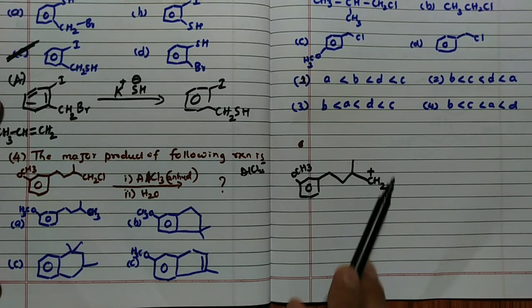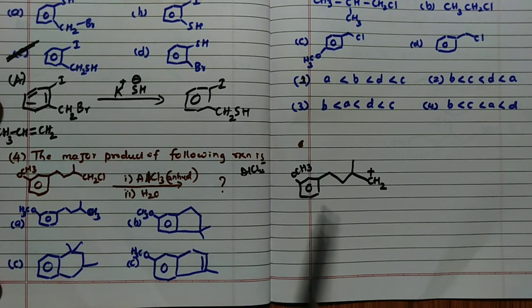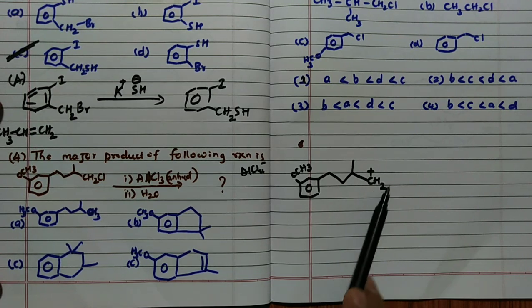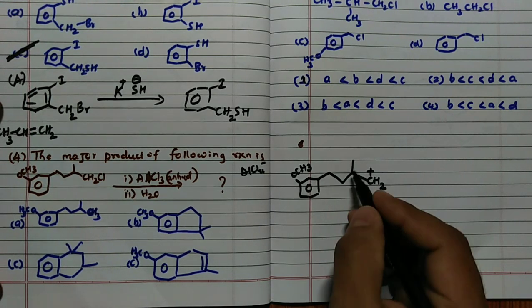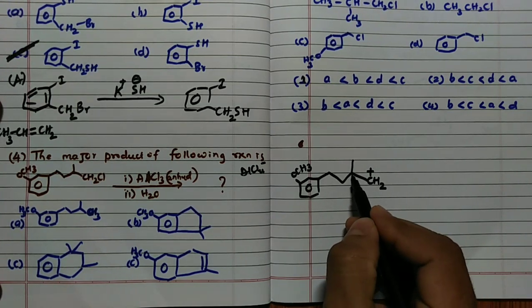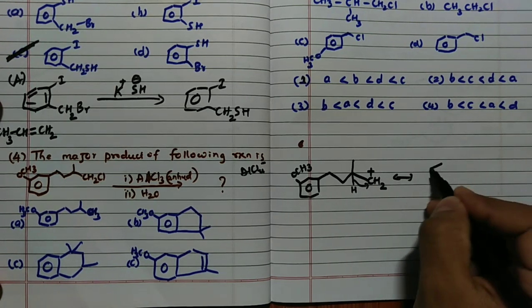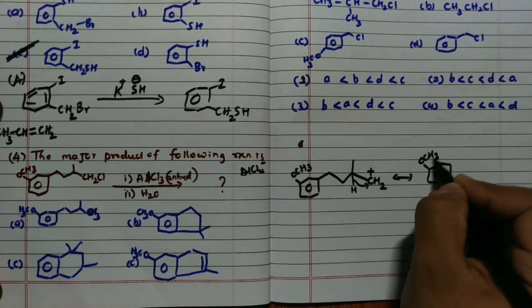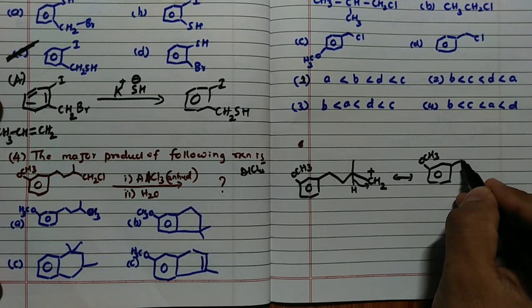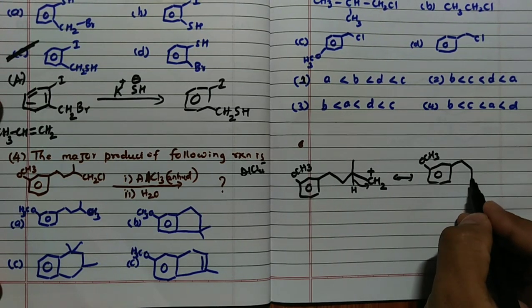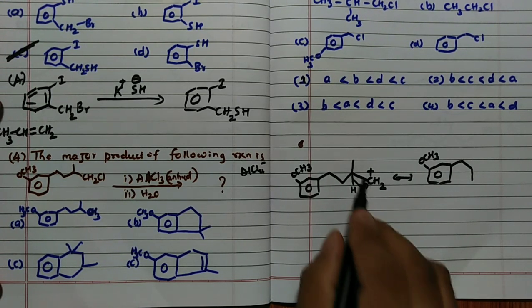So remember, it is going to form a cyclic ring. But they are asking for the major product. This is minor because the carbocation is primary here. Now, what happens? There is a hydrogen atom here, right? This hydrogen shifts to this carbon, and the positive charge shifts here, so that you are going to get the product like this, 1, 2, 1, 2. This 3 I will take here.